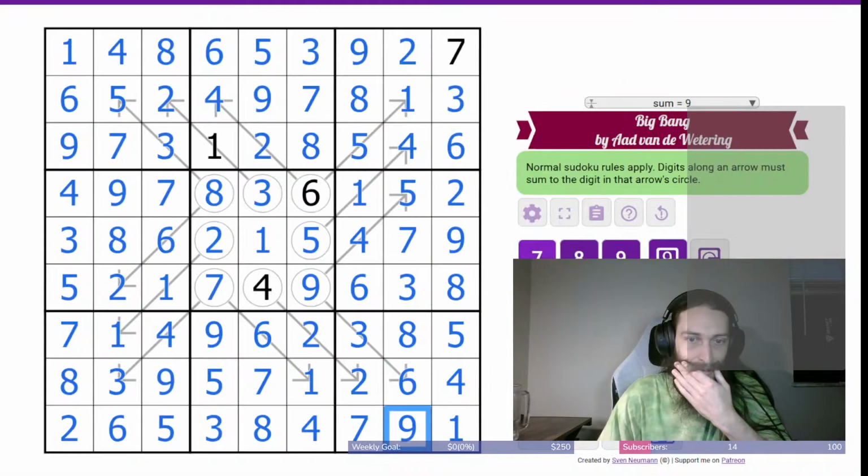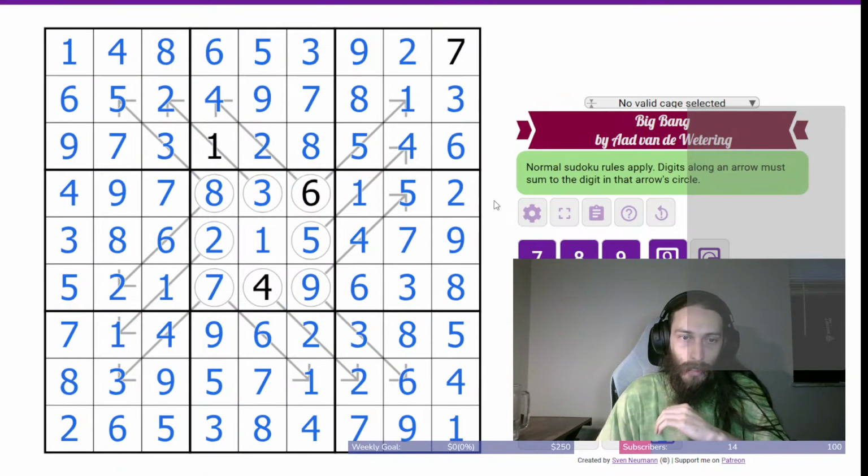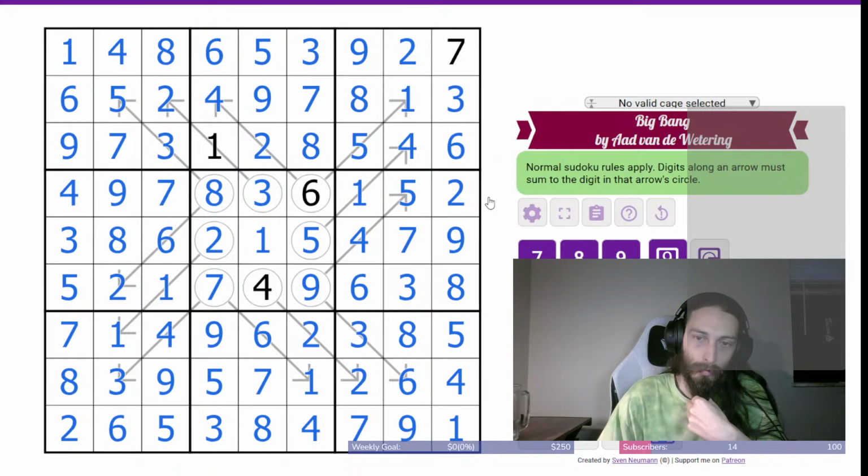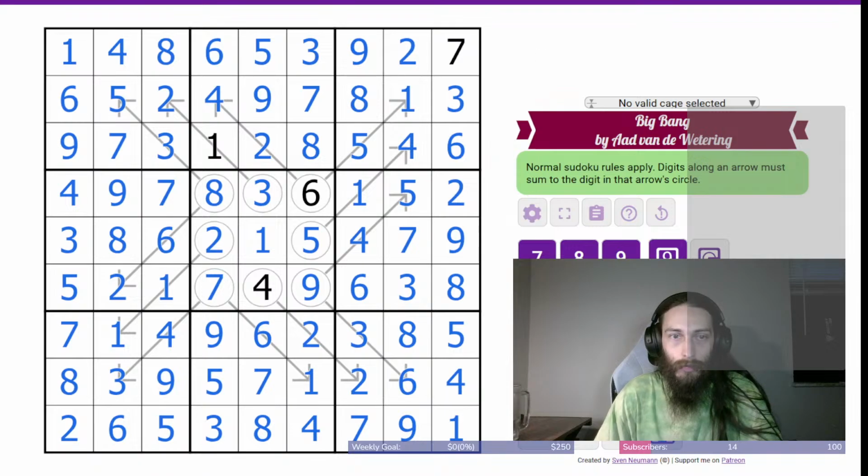Nice. That was a fun puzzle. The circles in the middle weren't as much trouble as I thought they were going to be at the beginning. I guess I didn't really explain the arrow rule, but looking back at it, it's fairly straightforward. You just add the numbers on the arrow, and that gets you the number in the circle. Yeah, that was fun.